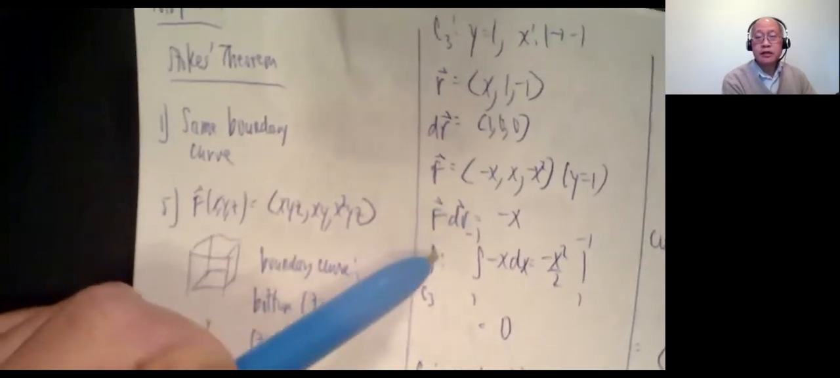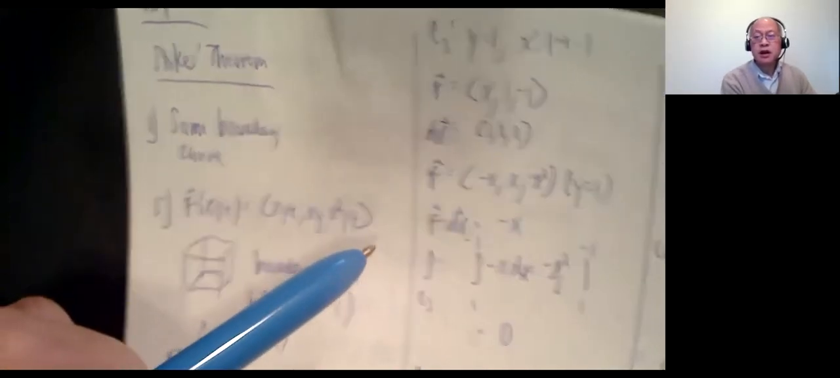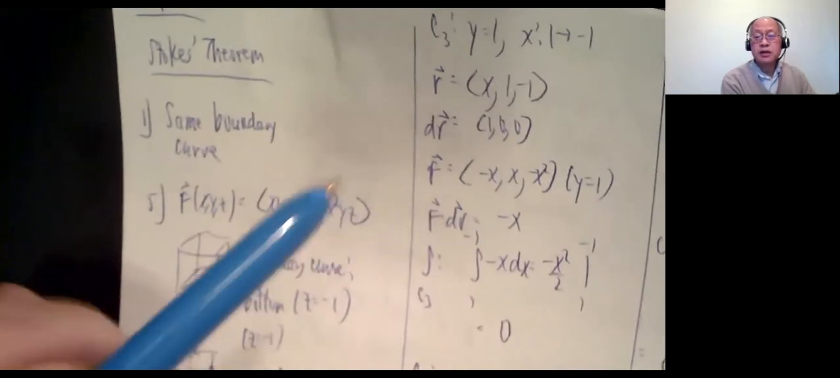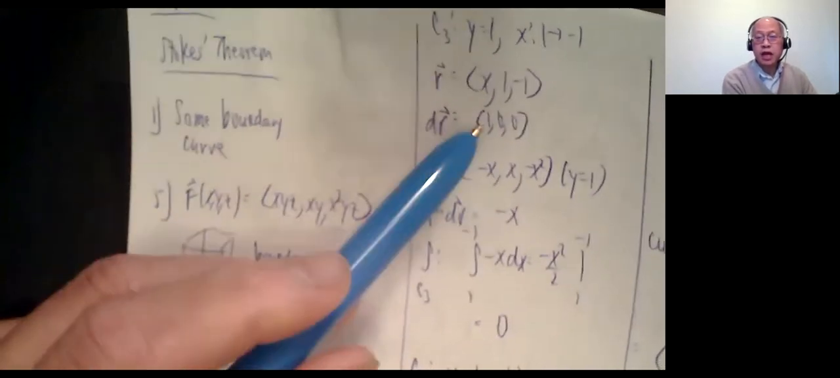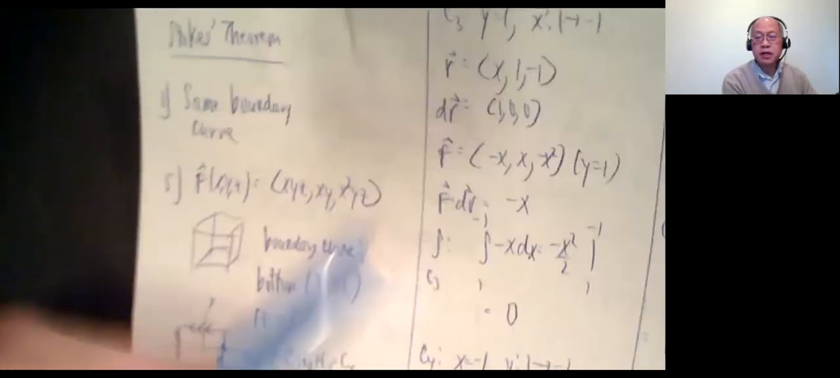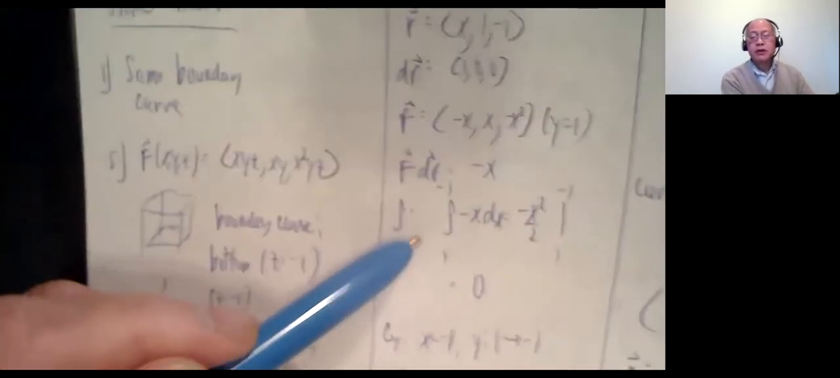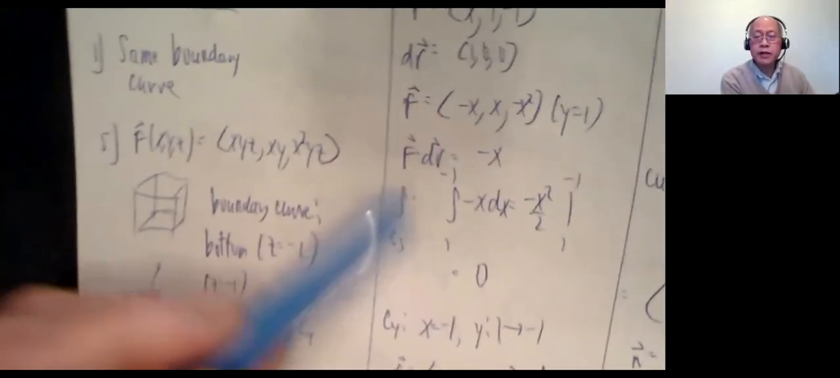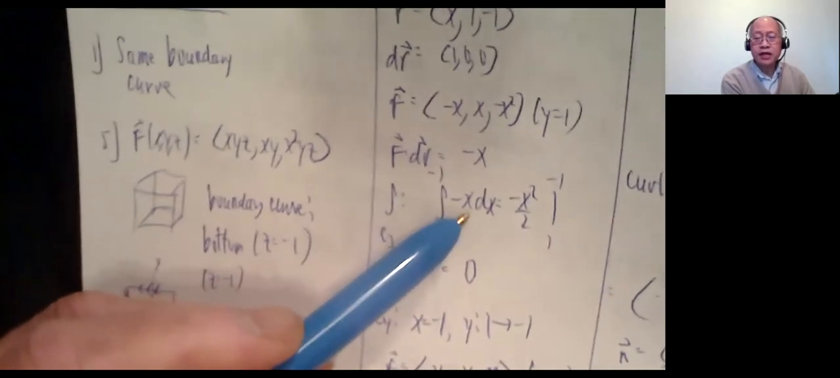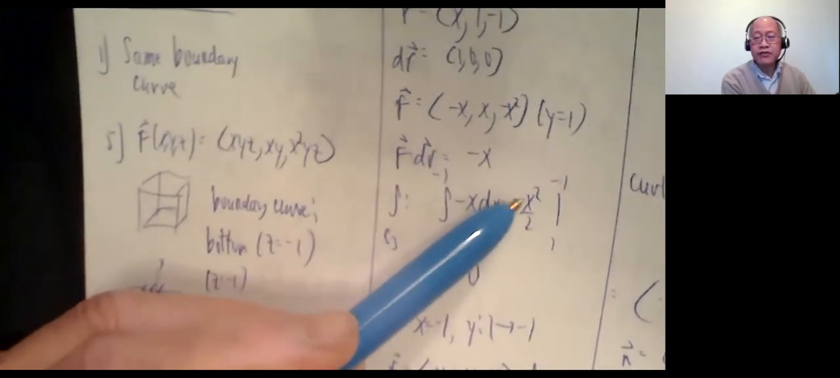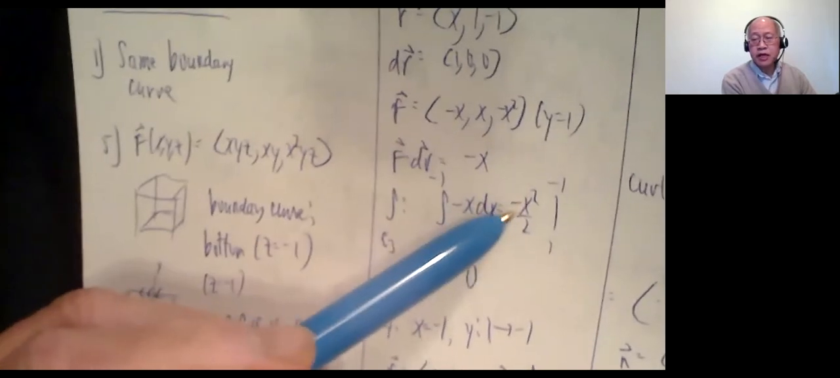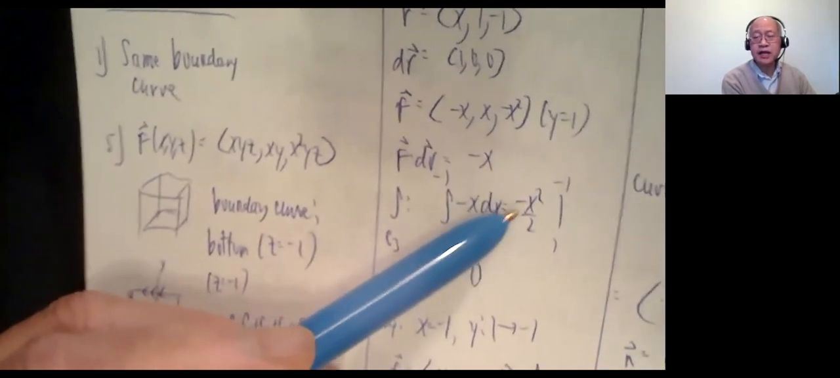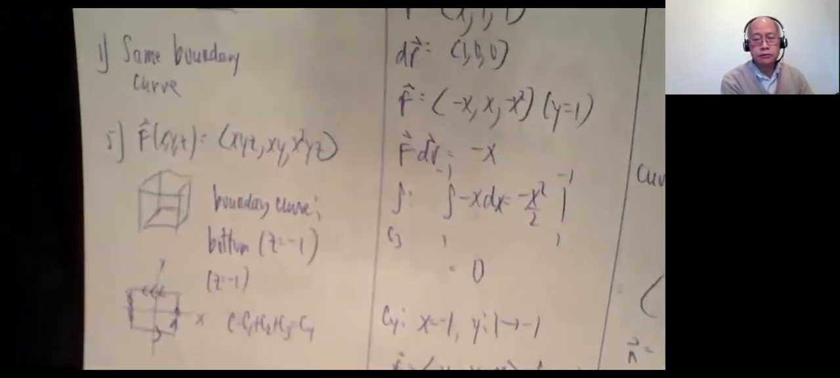So what's f dot dr? Let's see. So negative x times 1 plus nothing, negative x. So I want the integral from 1 to negative 1 of negative x dx. So that's negative x squared over 2 from 1 to negative 1. But again, both of these are going to be negative 1/2. So negative 1/2 minus a negative 1/2. So that's also 0.